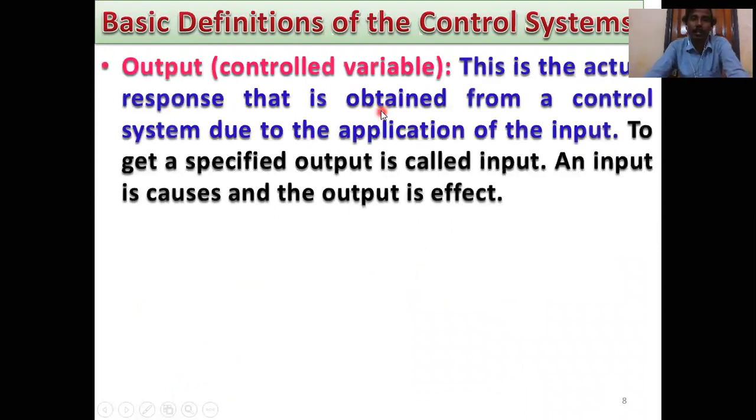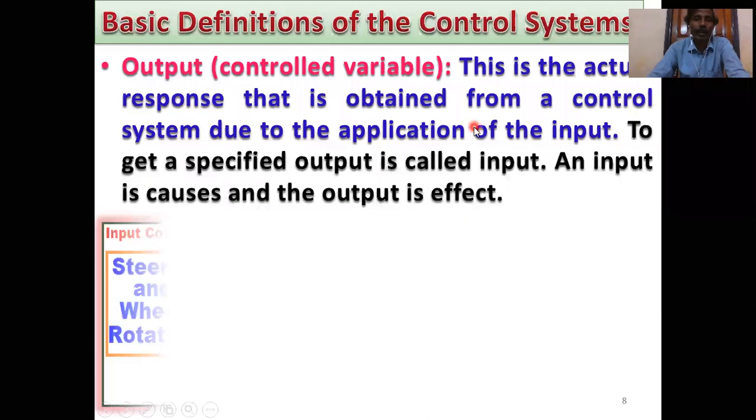So that is the basic definition of the control system. Another definition: output or control variable. This is the actual response that is obtained from the control system due to application of the input. Input is the cause and the output is the effect. This is also a very important sentence. Input is the cause and output is the effect.